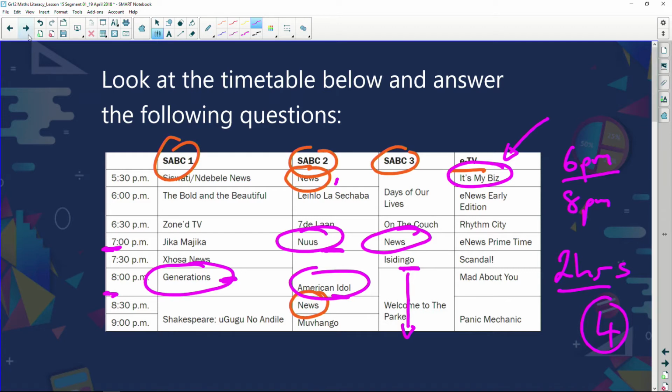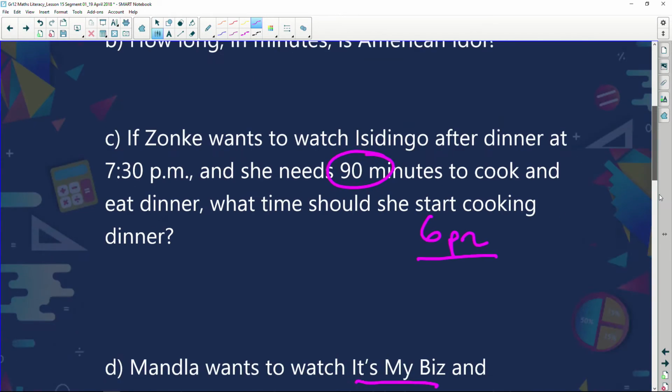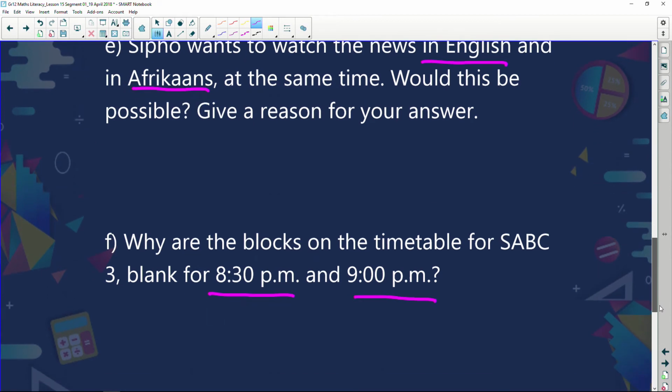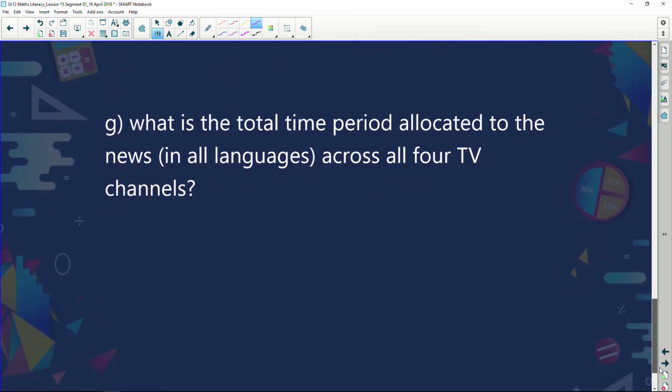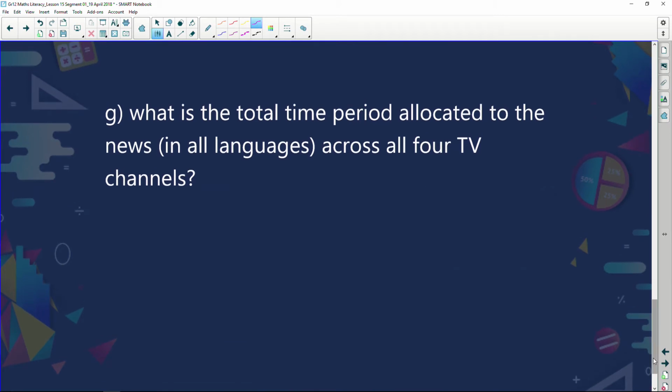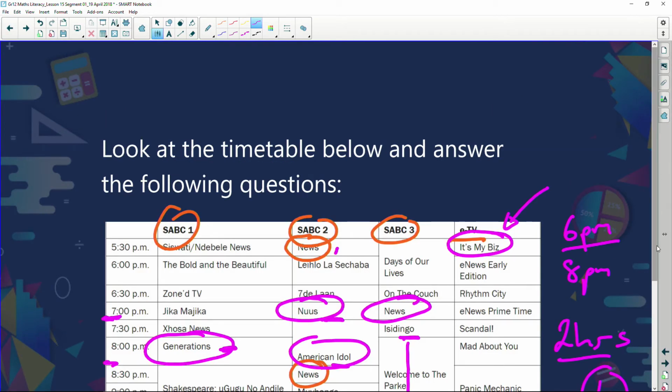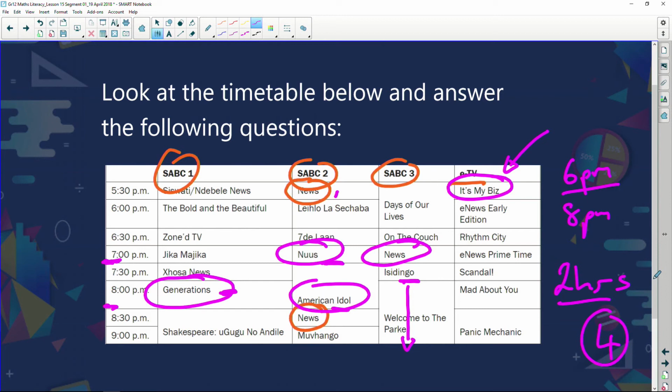All right, now trust this is answering all these questions, and hopefully you're understanding everything. What is the total time period allocated to the news in all languages across all 4 channels? Okay, so now we've got to find the news in all 4 channels and in all our languages. I'm going to now write in yellow just so we've got a different color on our screen. So I've got a news over here.